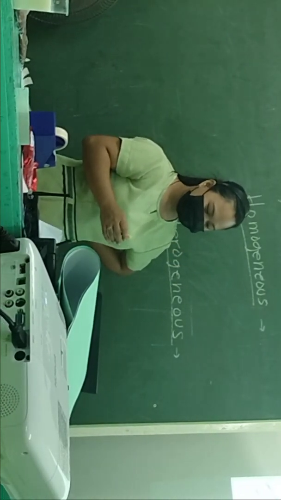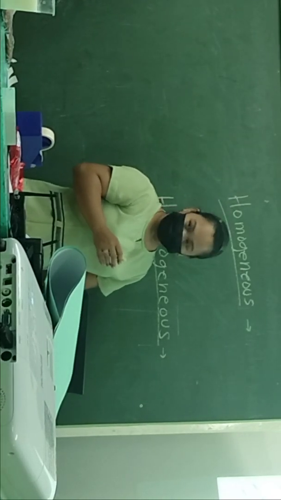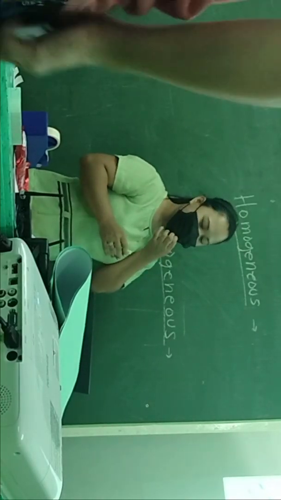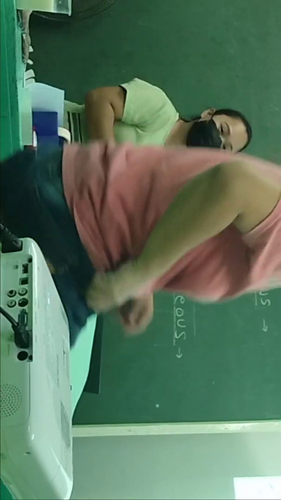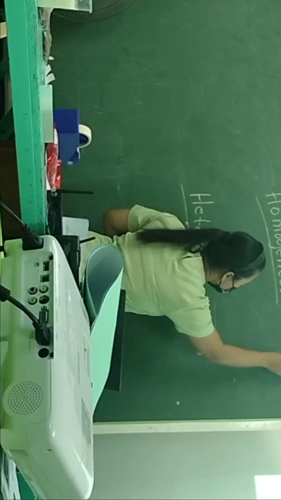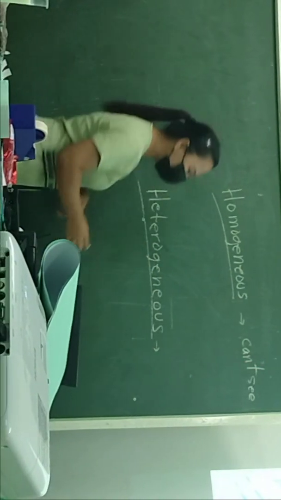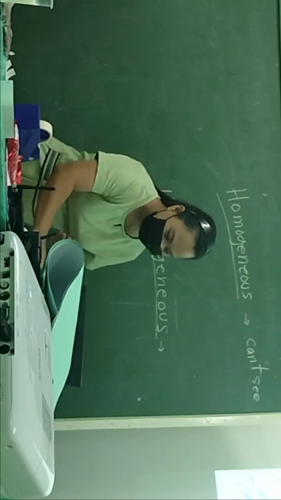Is a mixture in which the composition is uniform throughout the mixture. It's uniform and you can't see the particles of homogeneous mixtures. Take note of this word, children. Homogeneous, you can't see the particles. How about the heterogeneous?